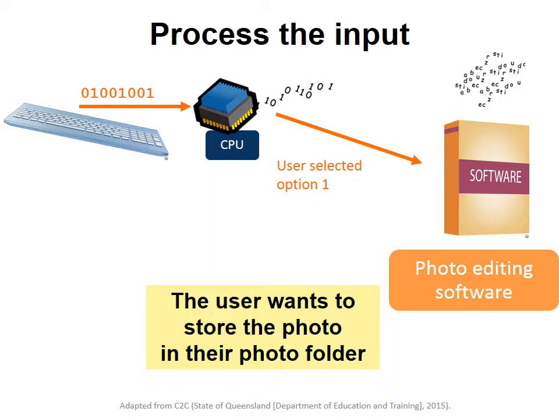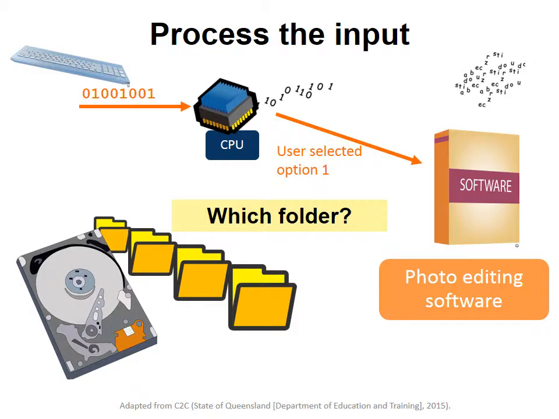The keyboard sends a message to the CPU to show which key the user pressed. The CPU receives the message and processes the input to see that this key is for option 1. The CPU then tells the software that the user selected option 1. Now the software knows what the user wants to do.